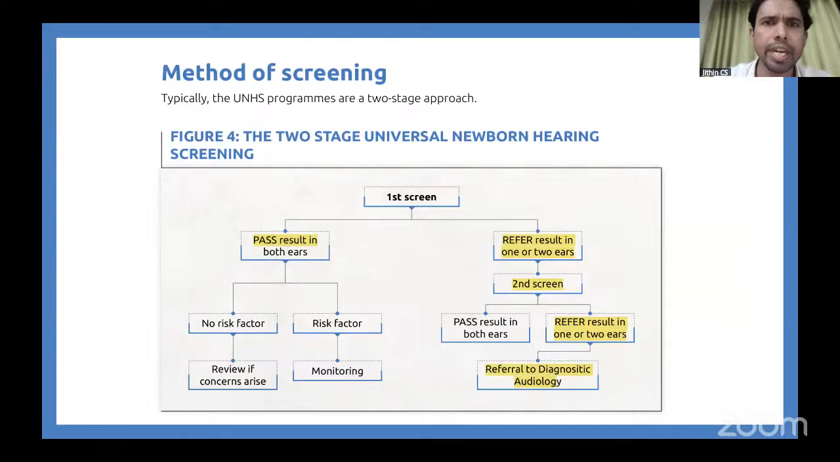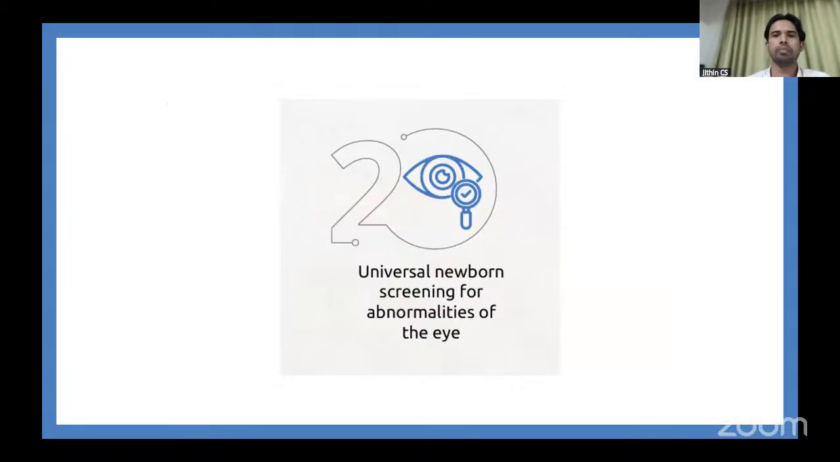So we generally adopt a two-stage universal hearing screening. The first screen is usually done before hospital discharge. And if we get a pass result, generally we will just follow up the case. We won't go for the second screen. But if we get a refer result in one or both ears, we will do a second screen, usually at second week of life. And if we get a pass result, we will just follow up the baby. And if we get a refer result, we generally go for diagnostic audiology.